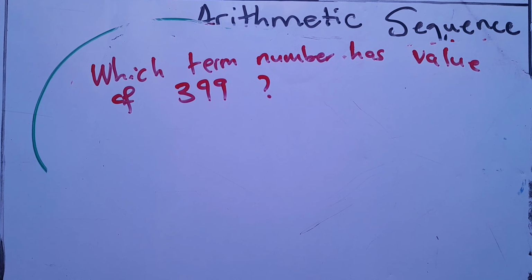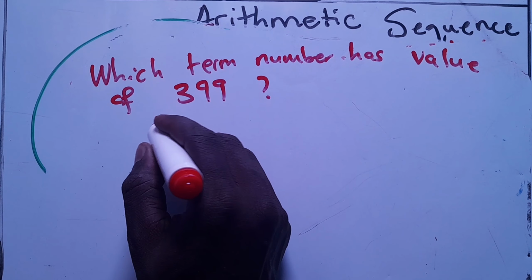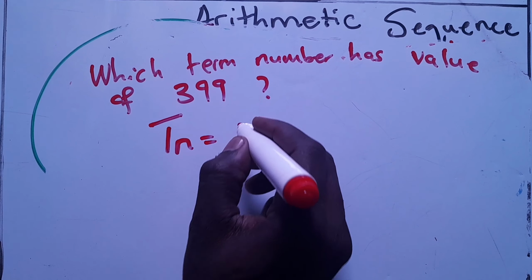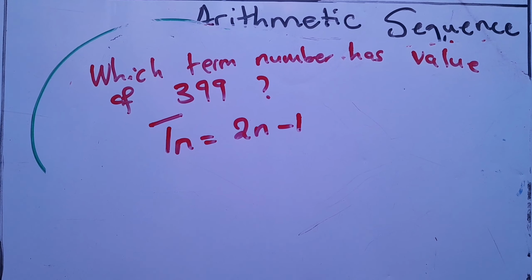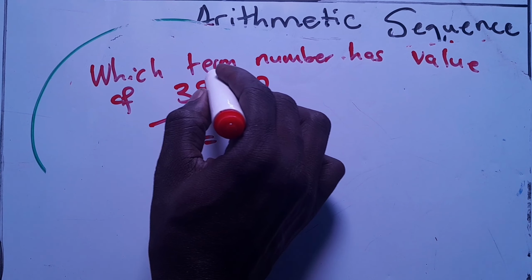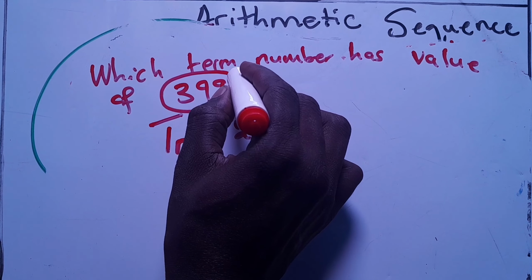Now here comes another question. They said which term number has a value of 399. So now, just like we did previously, we can say Tn is equal to 2n minus 1, right? So now this is the value, right?